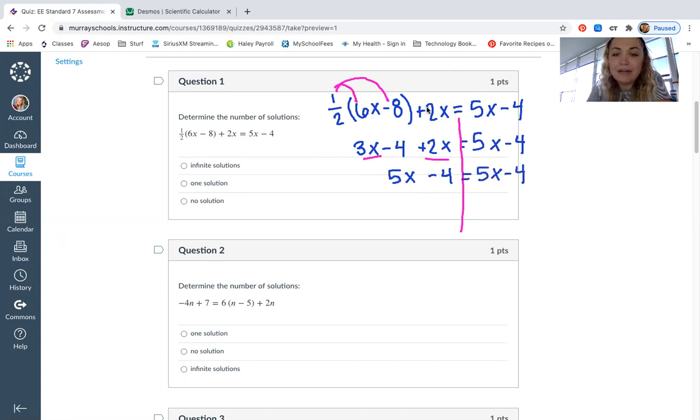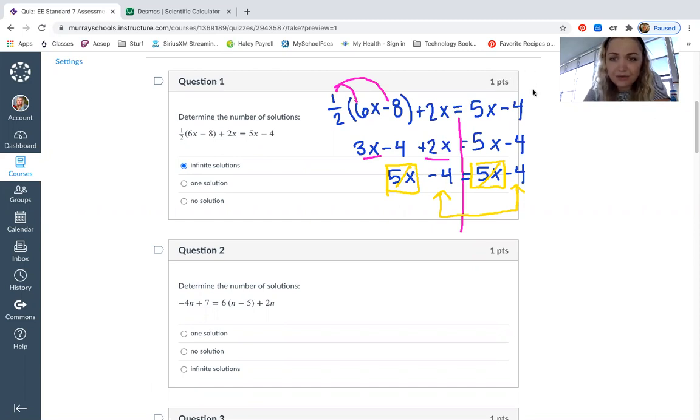All right, from this point, I can see that the x's are identical. So this is either going to be no solution or infinite solutions, because when I subtract 5x, those will both eliminate. So what's left over? Well, the stuff that's going to be left over after I get rid of those 5x's is negative 4 and negative 4. That is a true statement. And since it is a true statement, we are going to click infinite solutions, because if we have identical things on both sides of this equation, then it's going to be infinite solutions.